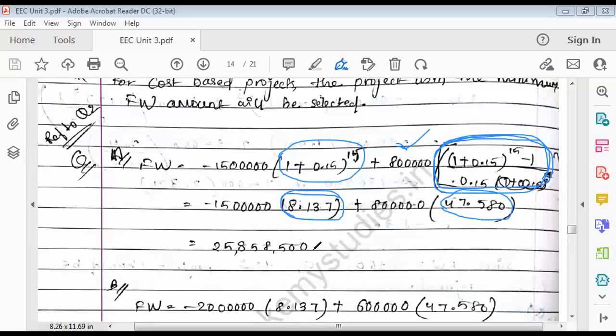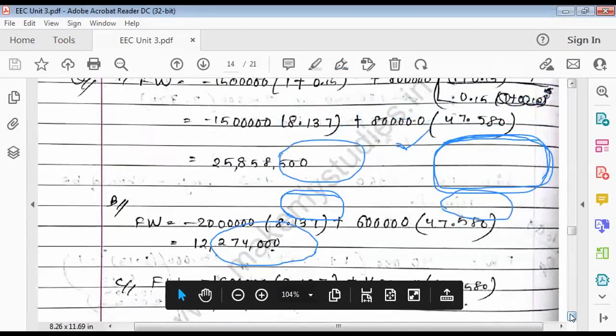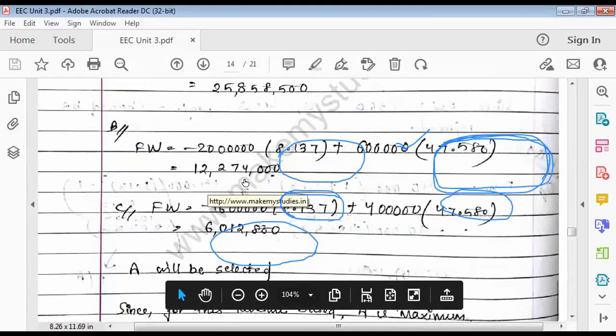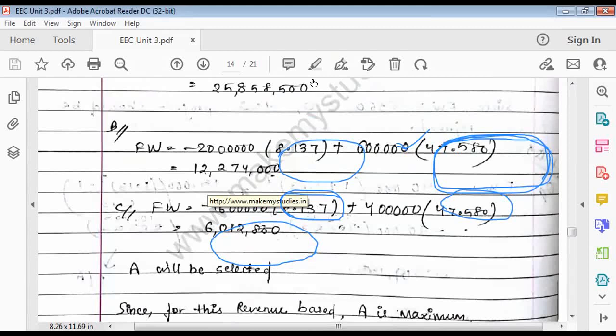So look at the value. 2 crore 58 lakhs 58,500 is the future worth amount of project A. And for B and C, they all come with that, not a problem. 1 crore 22 lakhs 74,000. 22 lakh 74,000 is the value for B, and the same formulas have been used.